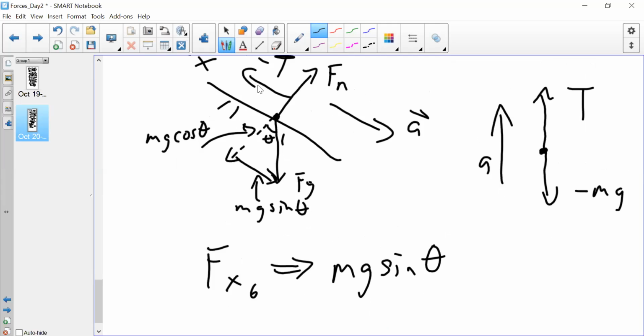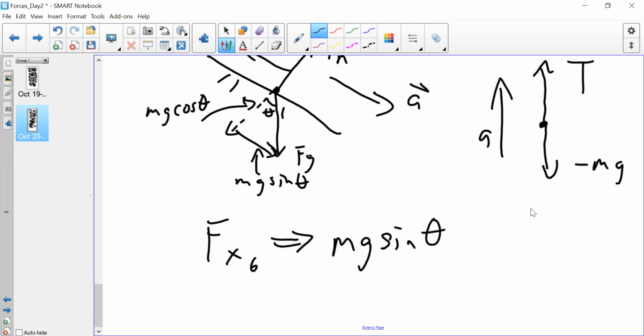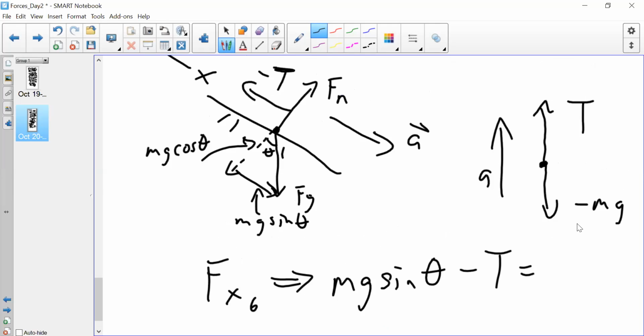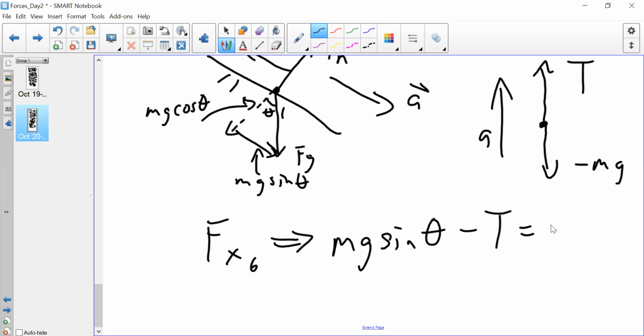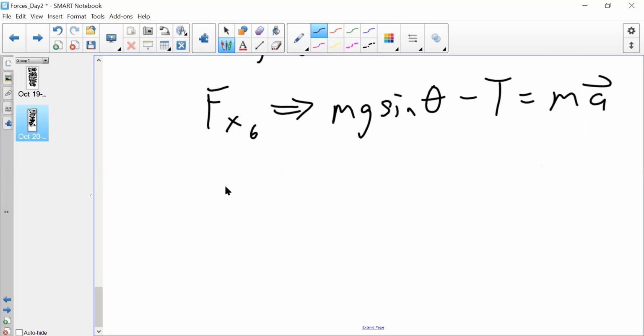Okay, minus T, because it's on the x-axis, even though it's negative. Minus T equals anything else? No. That's going to be equal to MA, because along the x-axis it's moving with an acceleration. The acceleration is along the x-axis. And Fy of 6 will be the normal force.